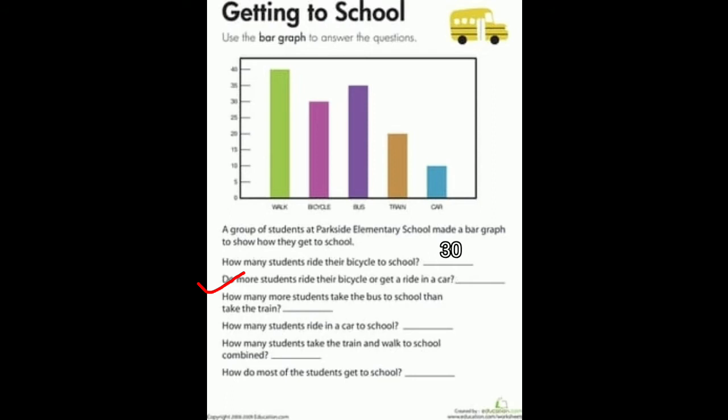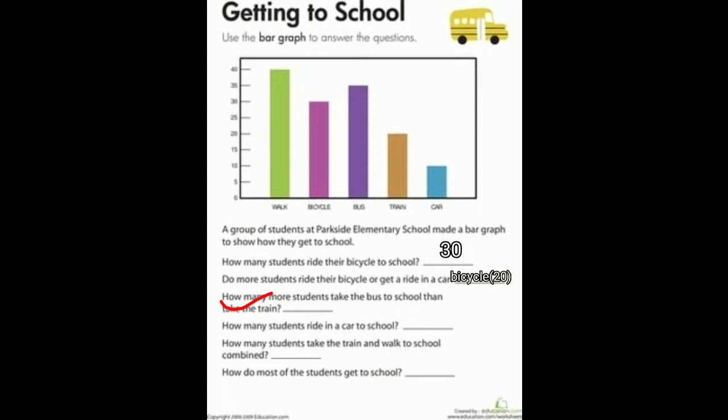Hence, 20 students coming by bicycle are more than the students coming by car, which is our answer to the second question here. Let us move on to our third question, which is asking us to find the number of students who come by bus rather than taking a train.